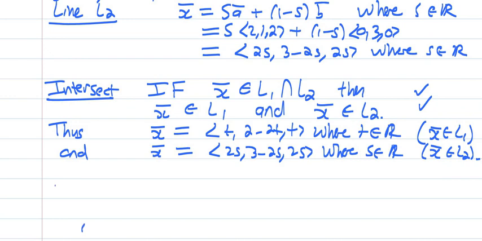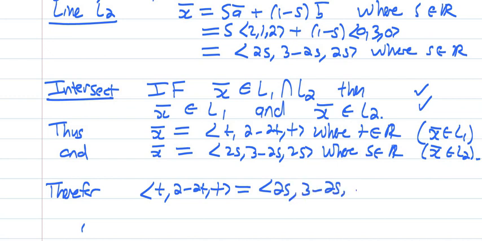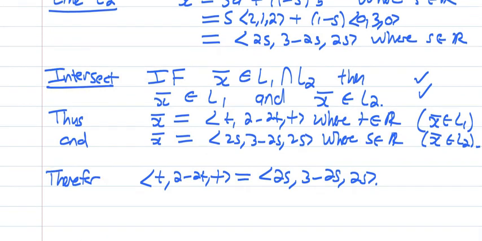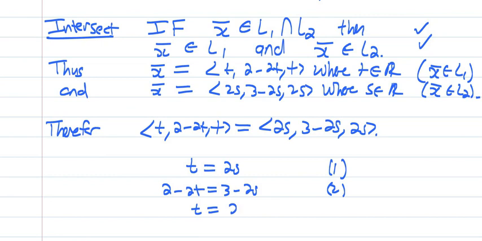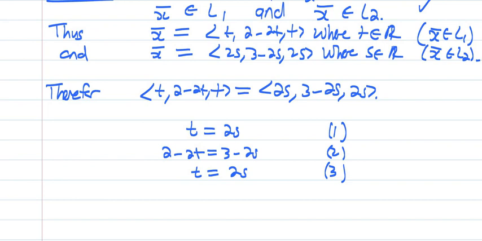All right. We got to be able to understand how you go about solving this. So therefore, we have that this vector (t, 2 minus 2t, t) is equal to this vector (2s, 3 minus 2s, 2s). And so we know from the very first video that two vectors are equal if all of the components are equal. So we know that t is got to equal 2s. Let's call that equation 1. 2 minus 2t is got to equal 3 minus 2s. That's equation 2. And you also got to look at the last component. t is equal to 2s. That's equation 3. All right? And so we are looking for real numbers t and s that make all of that true.